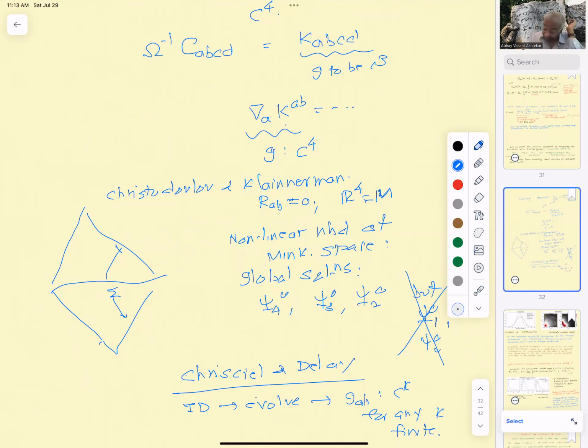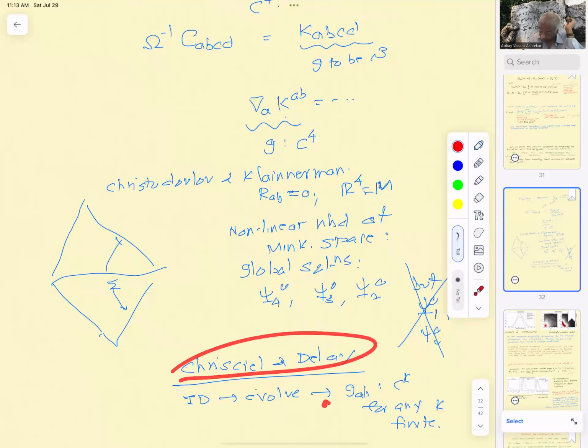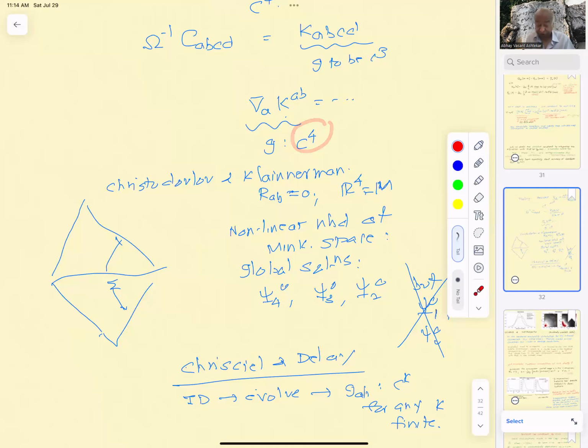Of course, the data that these people use are more restrictive than the data those people use. And the whole thing has to do with whether it is reasonable to choose data so that the metric is C4, or whether it is not reasonable. And there is a lot of discussion on this.